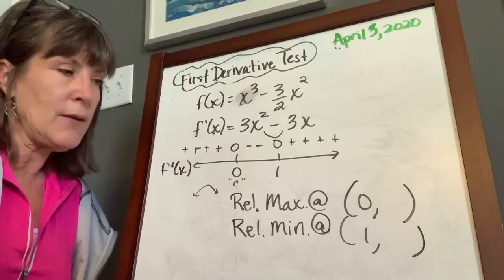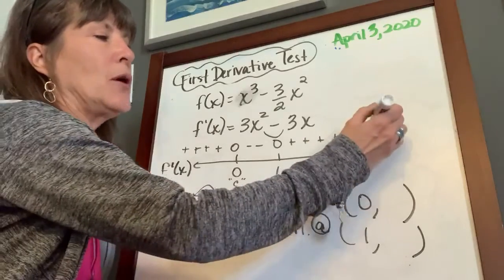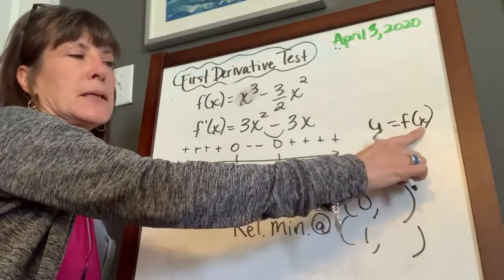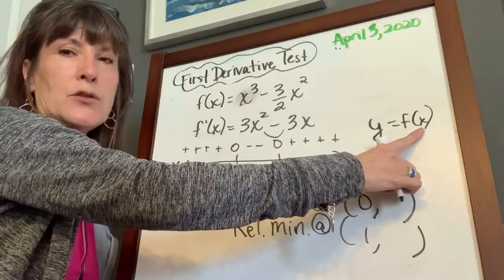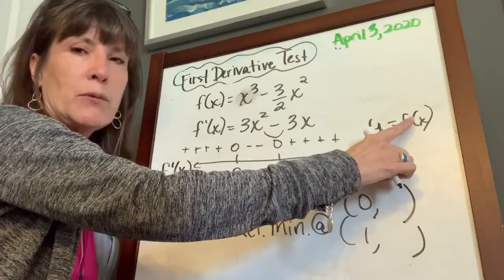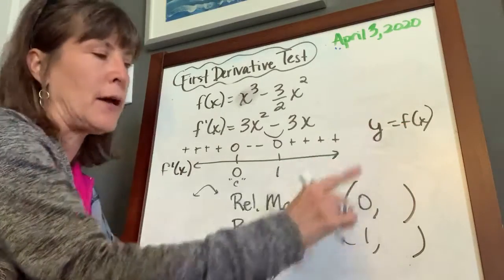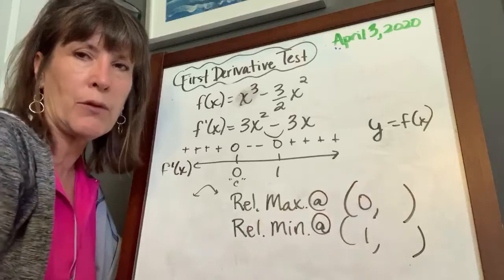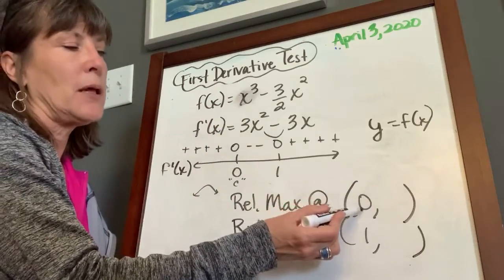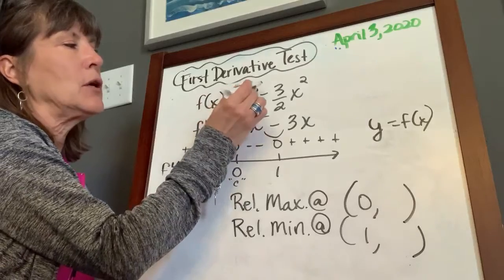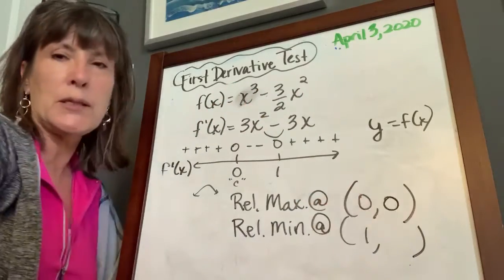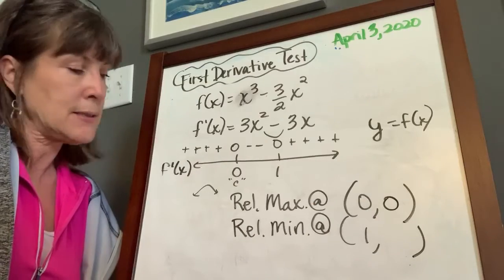Now to find the y value, you know that y is the same thing as f of x. So basically you plug your x value into the original function, not the derivative. Go back to the original function to get the y value associated with your x value. So I'm going to go back to the original function and plug in 0 for x. 0 cubed minus 3/2 times 0 squared is 0. So the point (0, 0) is a relative max.